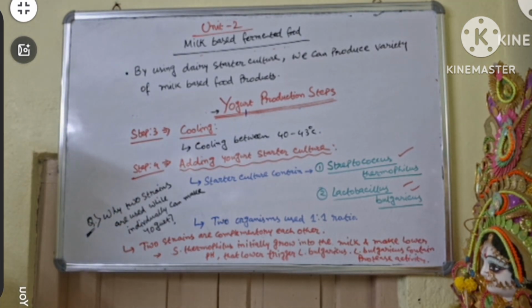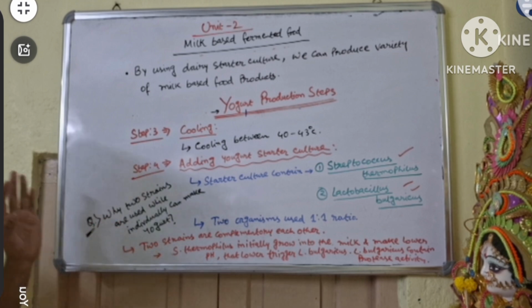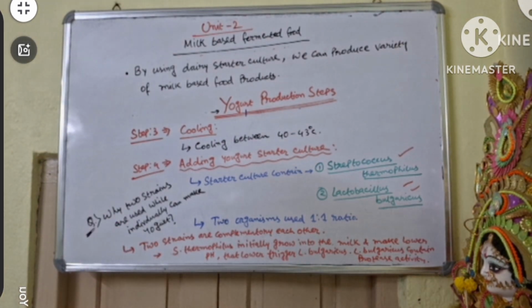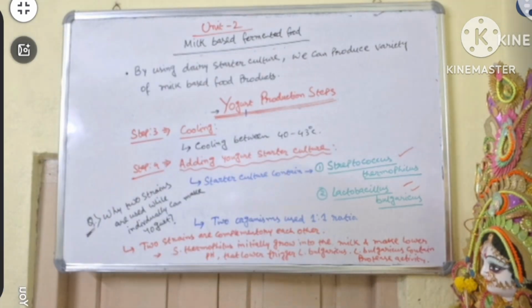Okay, leave it. Step number 4, is it clear to all? Why we are using two strains, clear? Step number 5, next step.